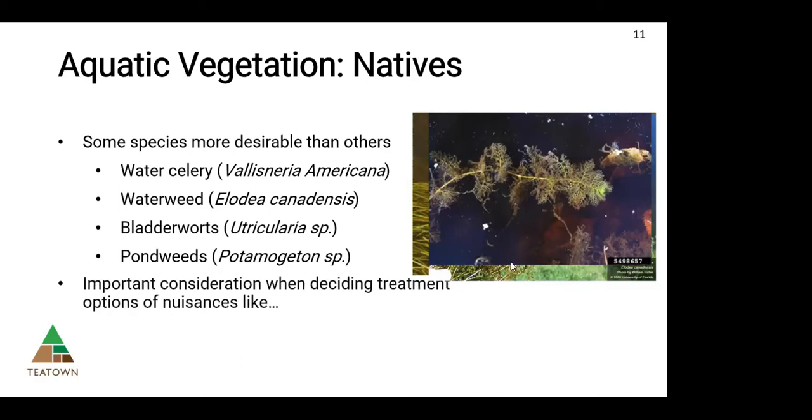So it's important that you know if you have some of these more desirable native species before you do treatment. And that's because a lot of treatment isn't necessarily selective. So when you're deciding whether you want to treat some nuisance species, you want to make sure you're protecting certain areas that might have these more desirable species.